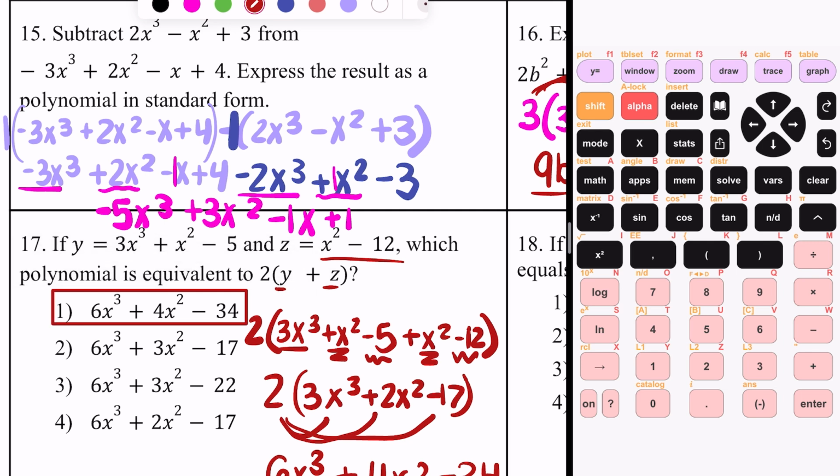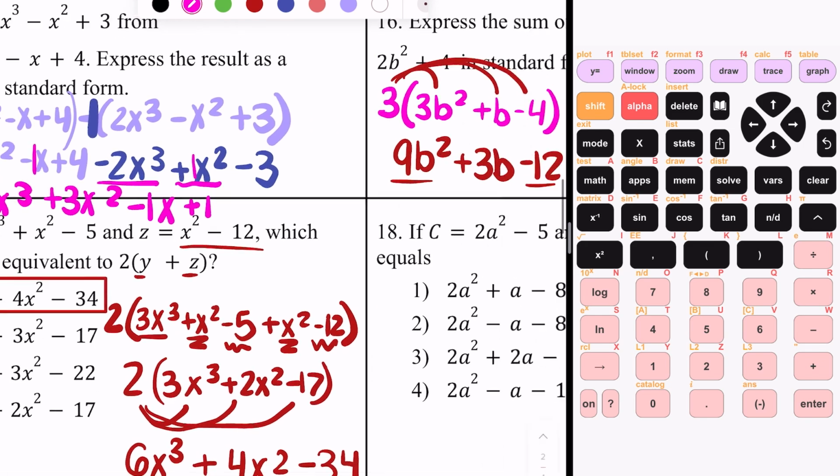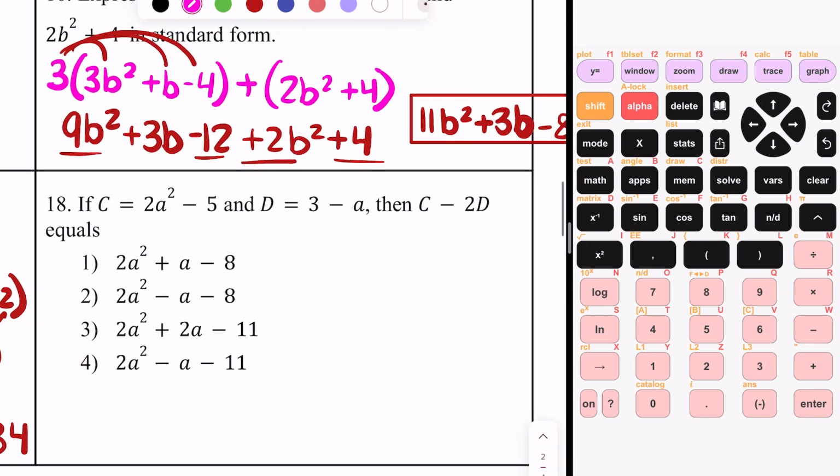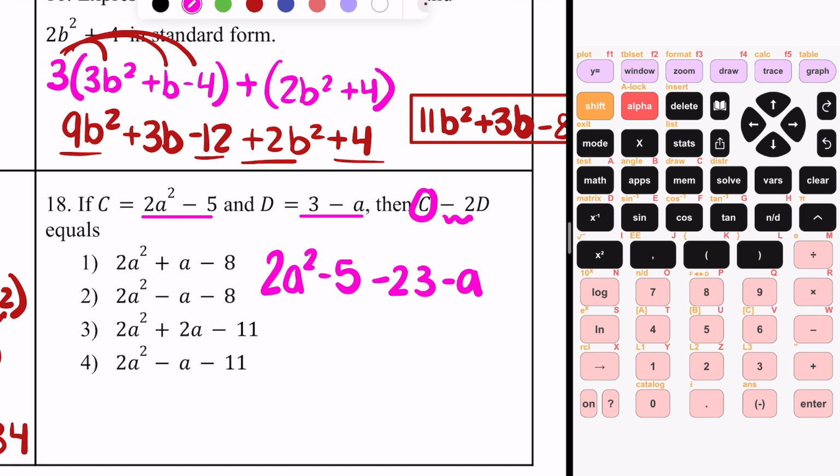Very nice. Now let's look at number 18. If c equals this and d equals this, then what is c minus 2d? So first let's put c. For c, you don't need to put in parentheses since there's nothing in front of it. We could just put 2a squared minus 5. Then it says minus 2. And now they want us to put d. I'm not just going to put 3 minus a, because then it looks like I'm writing 23. I have to put this d in parentheses.